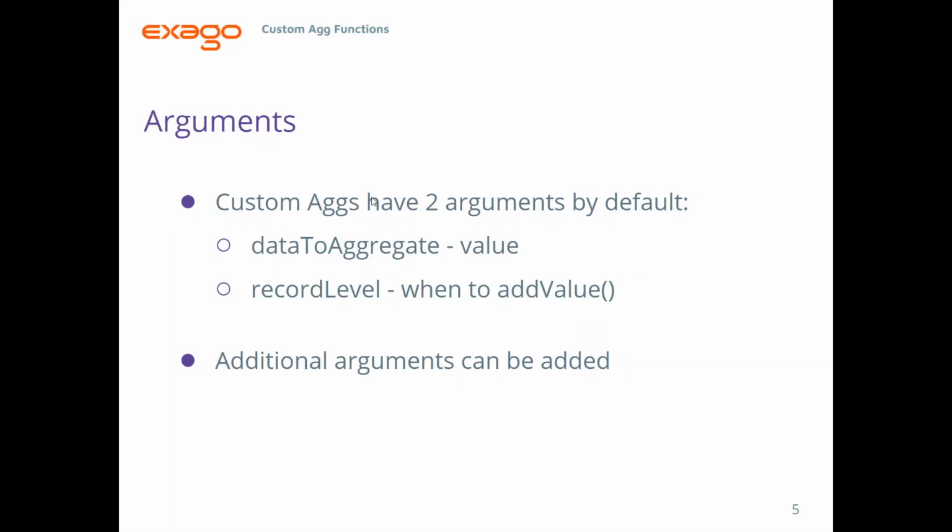So looking at that in more detail, custom aggregates have two arguments by default. There's the value, what we call data to aggregate, and this is the value of that add value function. And then there's an optional Boolean called record level. And this I'll talk about in just a little bit. When we get into the admin console, I can describe what it does a little bit more. Beyond that, in the add value method signature, there's an array of additional arguments. So while all custom aggregates have to have these two arguments, you can rename them, of course, but these are the two that have to exist. You'll be able to add additional arguments if you want to pass more things in.